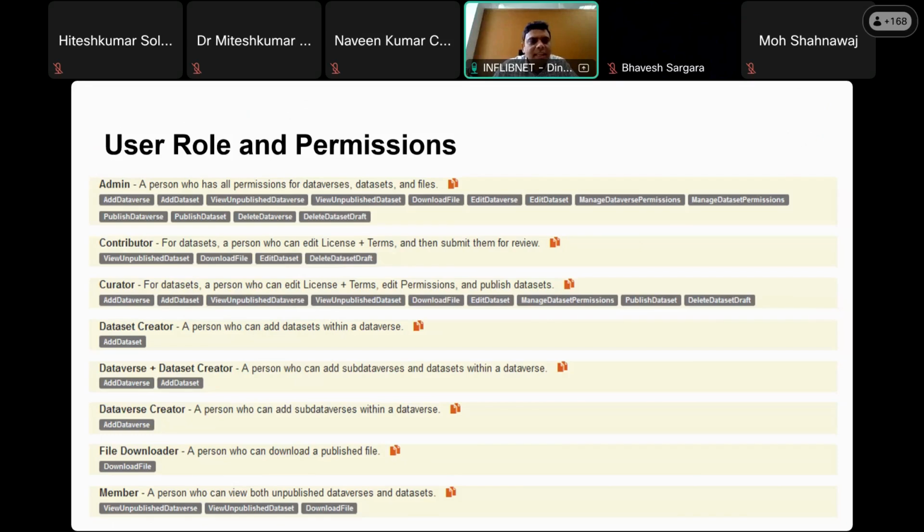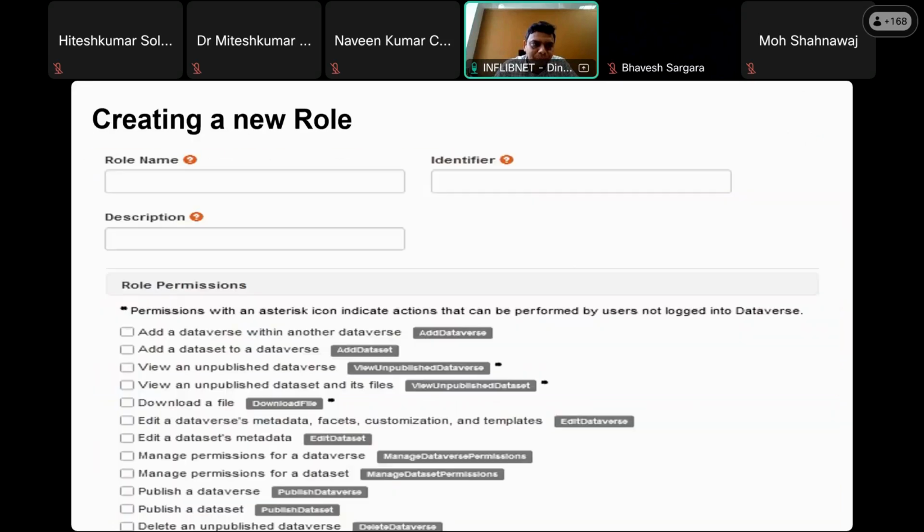Also, institutions can have their own customized roles where they can restrict what kind of rights they assign to a specific user, like how they can view things and all that kind of information. They can define whether one can view the data set or not. So those kinds of roles they can create for their individual data set.